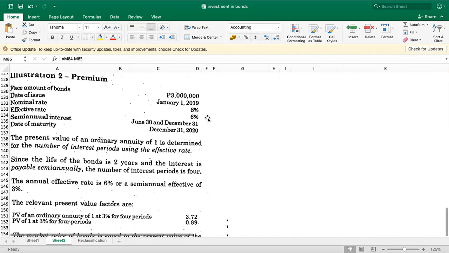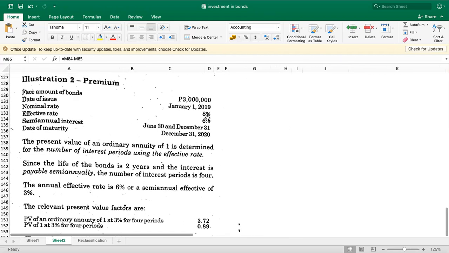Okay, so in this illustration, you have the face amount 3 million. Okay, January 1 yung issue date ng bonds natin, yung acquisition date. But take note that the interest payment is on a semi-annual basis. Every June 30 and December 31. The date of maturity is on 2020. So that's 2019, 2020. 2 years lang siyang mag-mature. So the present value of an ordinary annuity is determined for the number of interest periods using effective rate. So ilan yung interest periods natin dito?